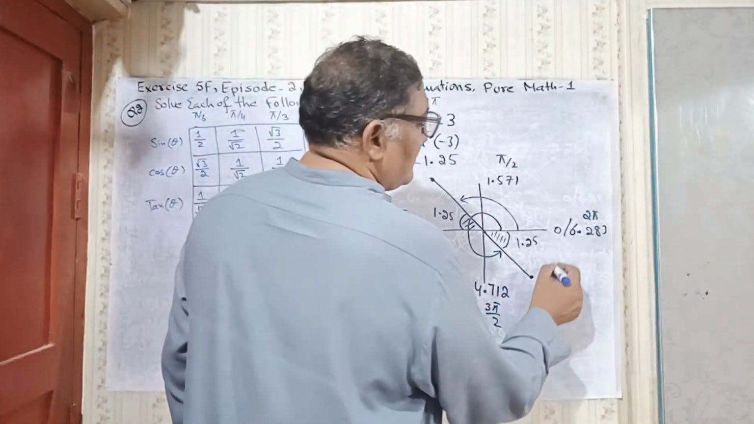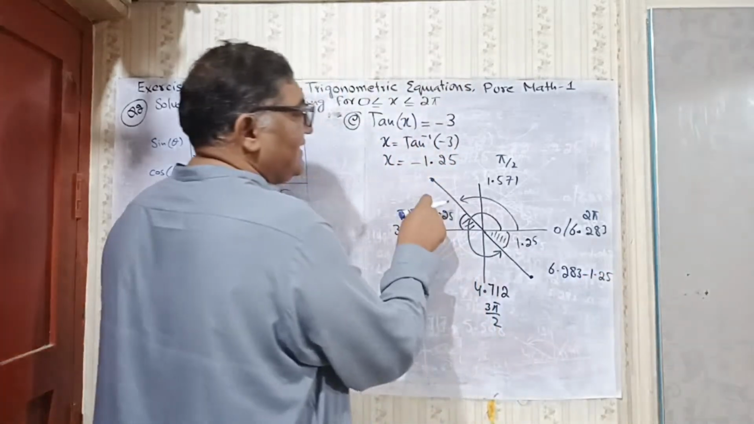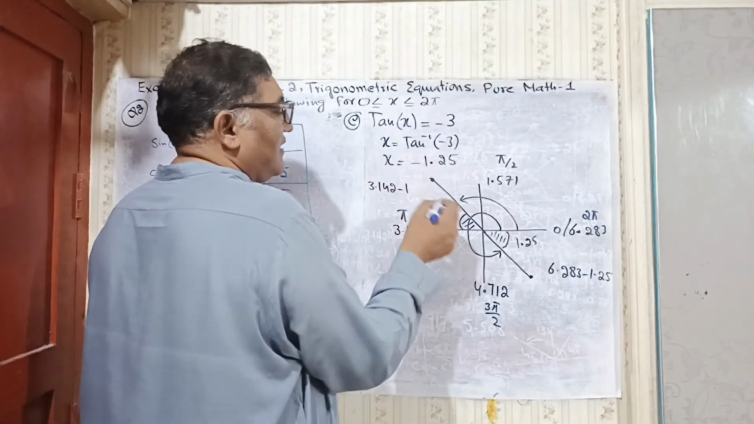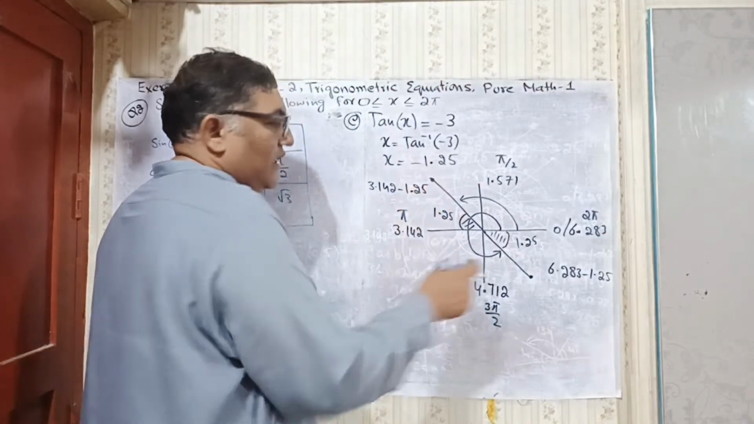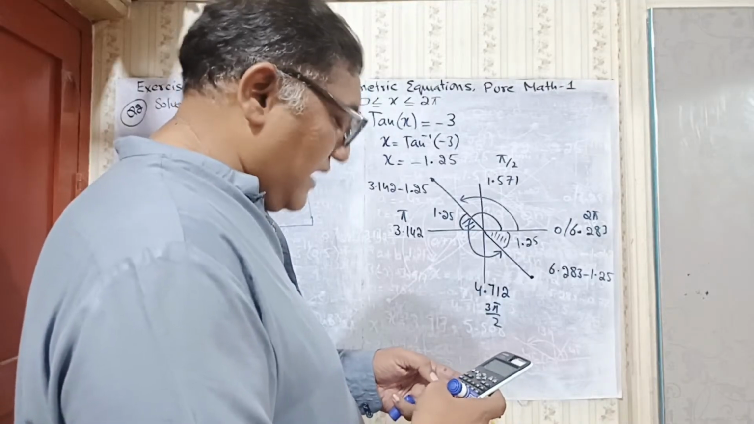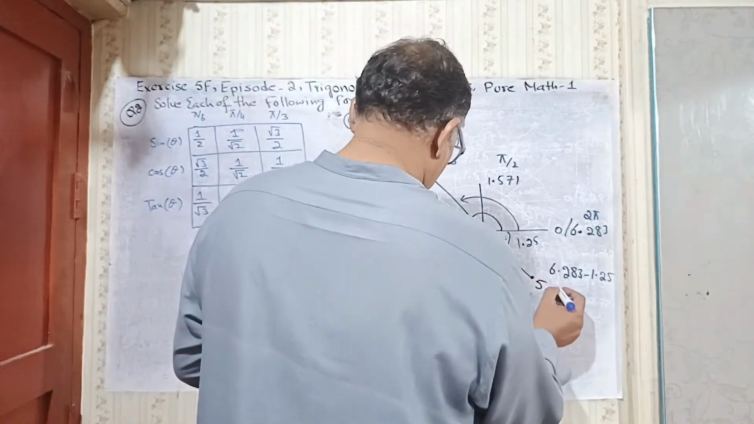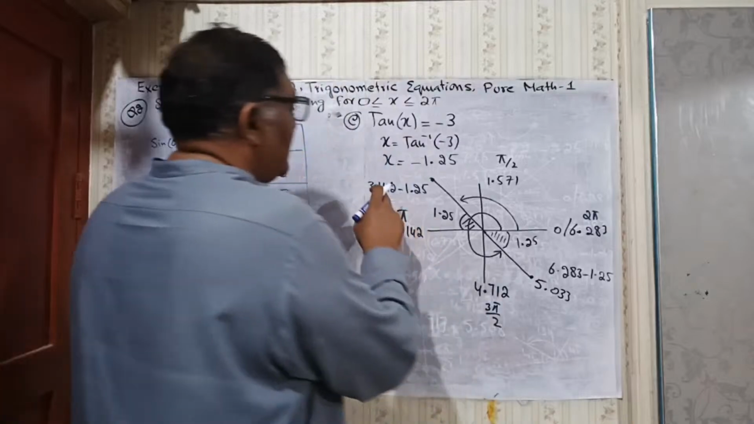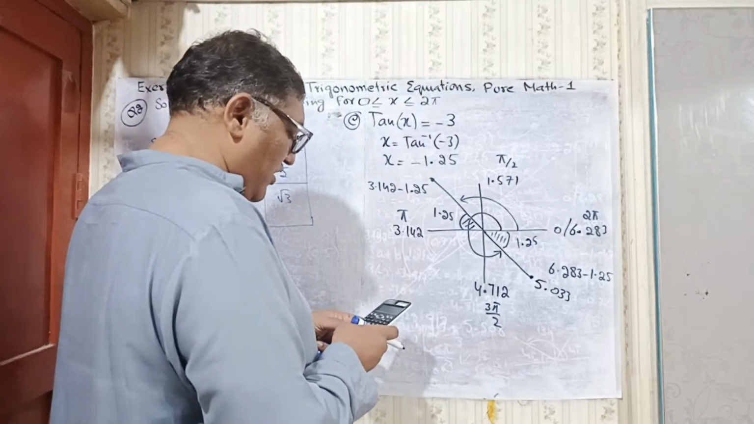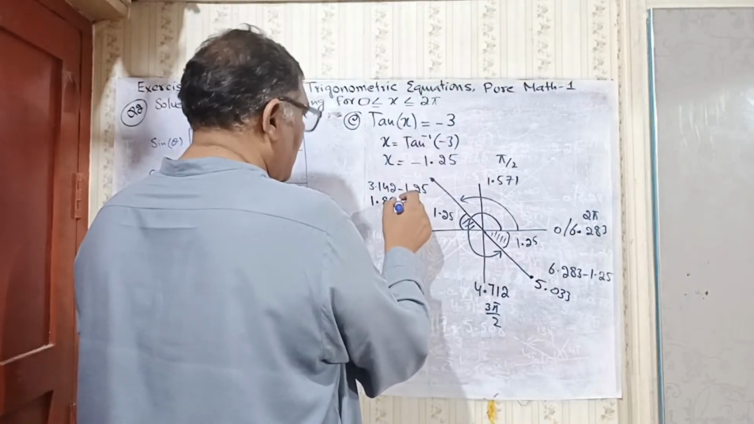For this angle, it will be 6.283 minus the base angle. For this angle, it will be 3.142 minus the base angle. Now I can do this calculation on my calculator. It is 6.283 minus 1.25 equals, so this angle will be 5.033 radians. And 3.142 minus 1.25 equals, so it will be something like 1.892 radians.